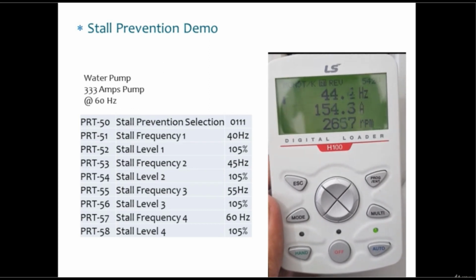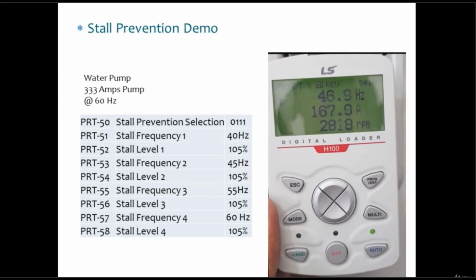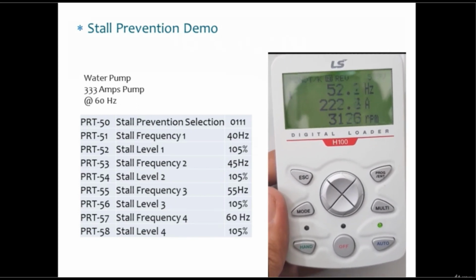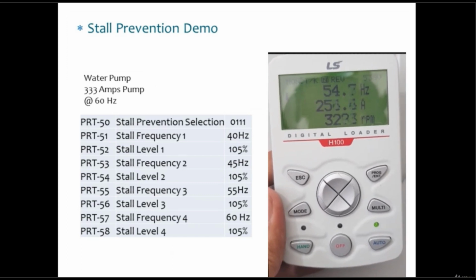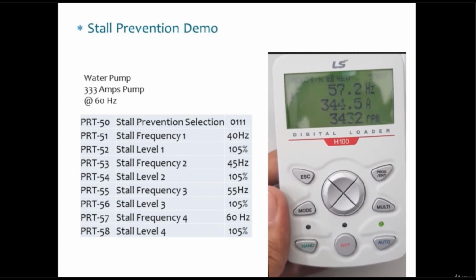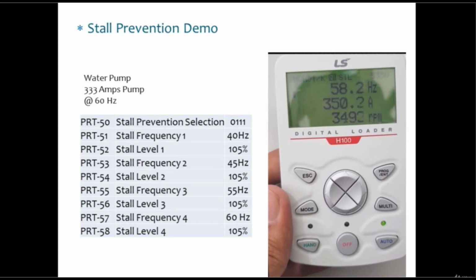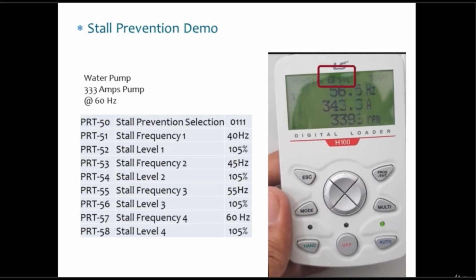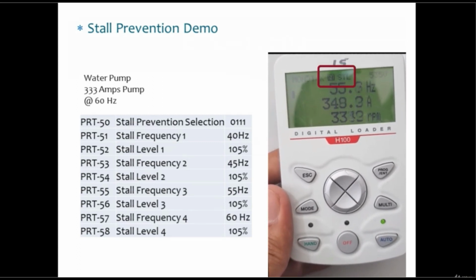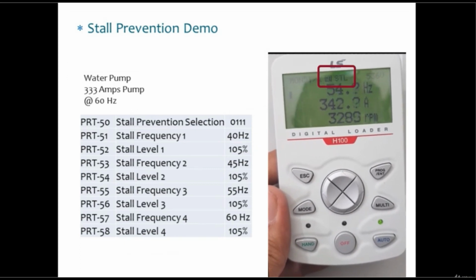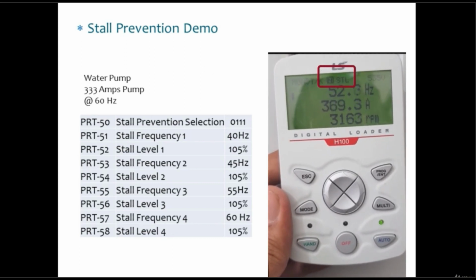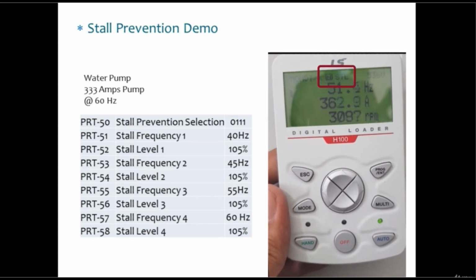Now at the start, it is accelerating as normal, but as soon as the speed gets near the maximum speed, the pump stalls, and it can be seen from a message on the screen written as STL, which indicates stall. Since stall prevention is enabled, the drive took action and started reducing the speed, and you will notice that once the speed is reduced, the current started reducing.